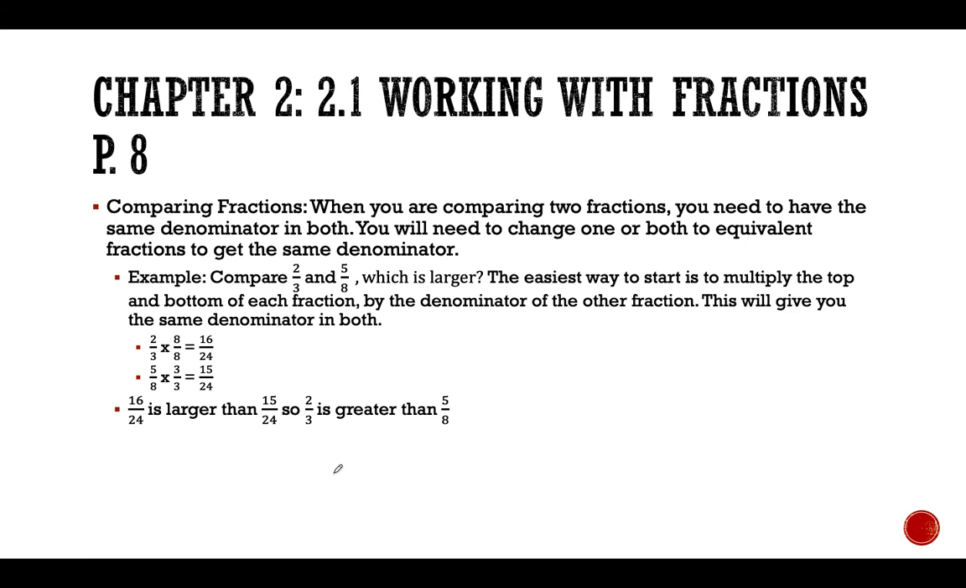So looking at 2/3, the denominator of the other fraction is 8. So we're going to multiply 2/3 by 8 over 8 to get 16 over 24. Now looking at 5/8, the denominator of the other fraction is 3. So we're going to multiply 5/8 times 3 over 3. And that will equal 15 over 24. Now they both have the same denominator, and we can compare them. 16 is larger than 15, so 16 over 24 is larger than 15 over 24. 16 over 24 is the equivalent fraction to 2/3, so 2/3 is greater than 5/8.